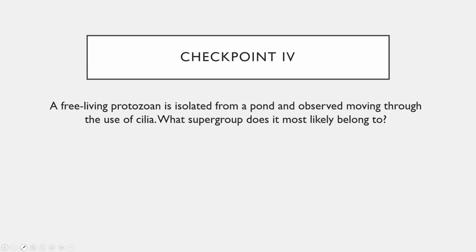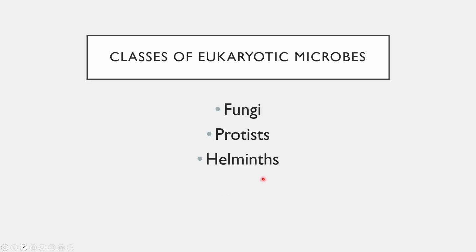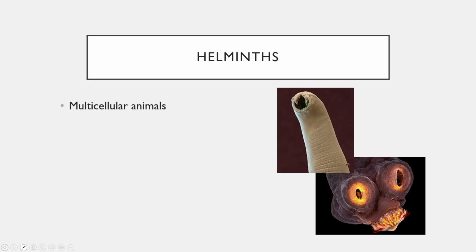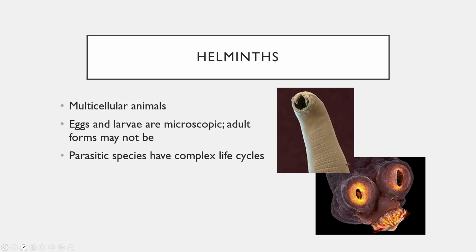So this leaves us with just one group of eukaryotic microorganism left, and that is the helminths. You may remember that helminths are actually multicellular animals. However, because their eggs and larvae are microscopic, we do consider them as part of microbiology, even though their adult forms may not be microscopic. Parasitic helminths have typically very complex life cycles, similar to protozoans, where they may have multiple hosts or multiple natural reservoirs that they live in.